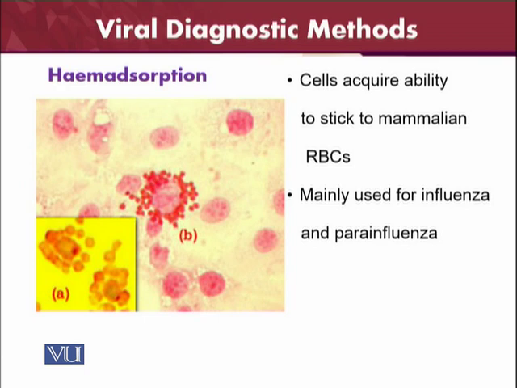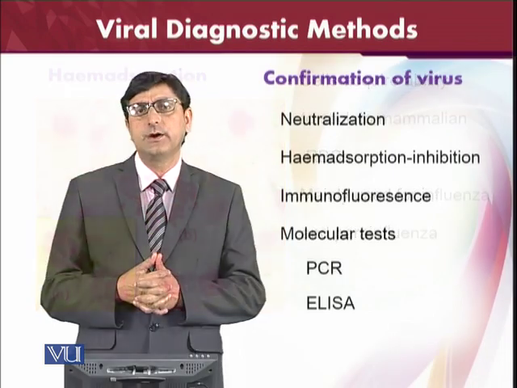Here you can see the ability of the virus to stick to the mammalian red blood cells, and what will be the condition of the mammalian red blood cells. In the diagram provided on the left side, you can see the normal cell, and then you can see A, in which the heme absorption process has taken place, and the cells stick to the mammalian red blood cells.